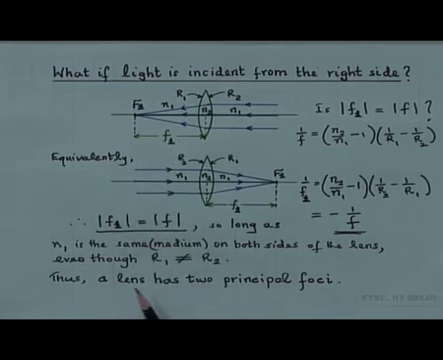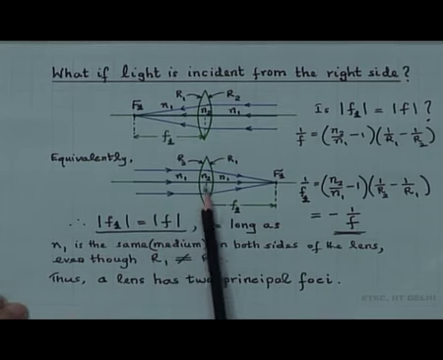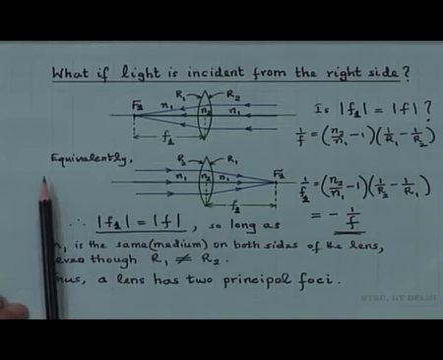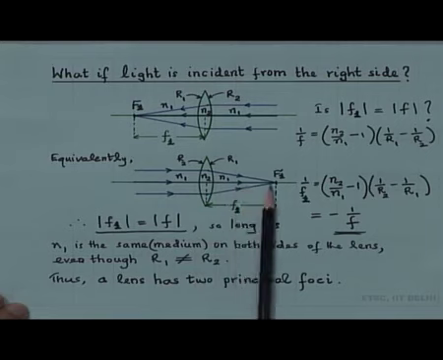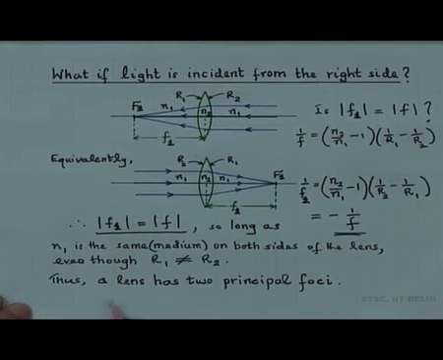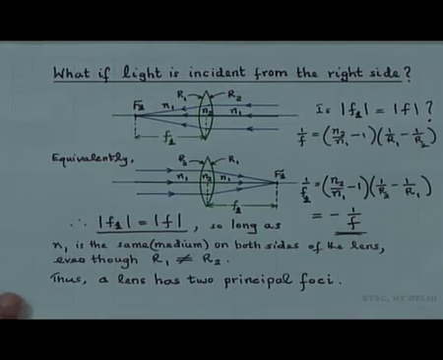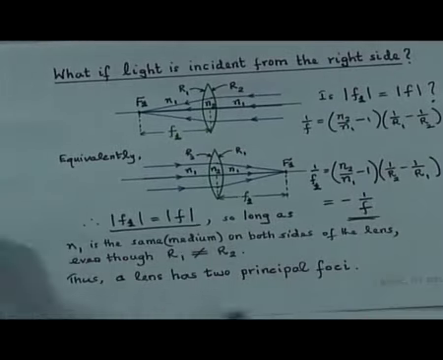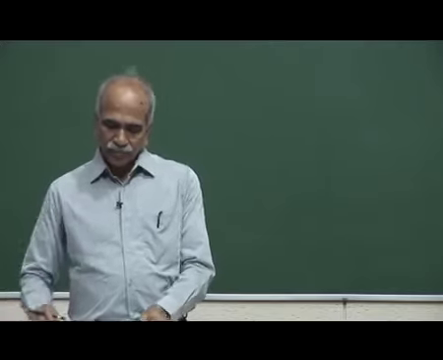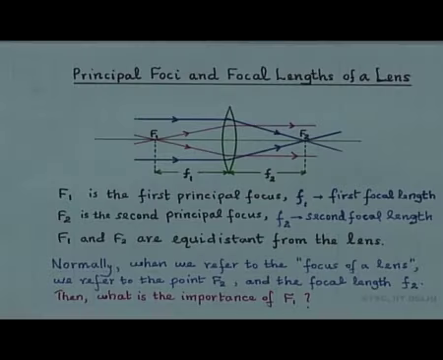But anyhow, for this case we have shown, because all the while we will consider light incident from here, and therefore it will have a focal length f1 to this side and a focal length f2 to that side, and f2 is positive and f1 is negative. Thus, a lens has two principal foci. So, let me discuss this a little bit more. So, here the principal foci and focal length of a lens.